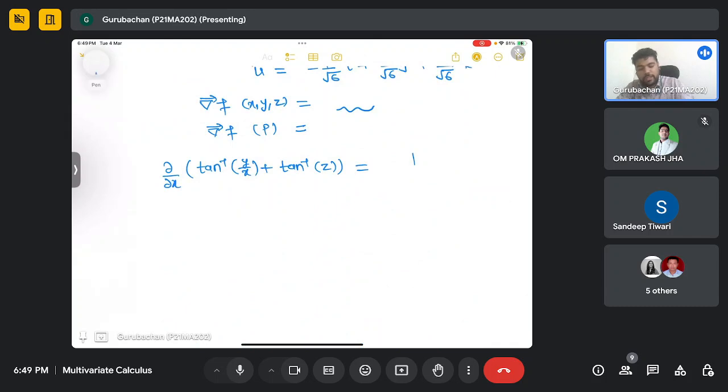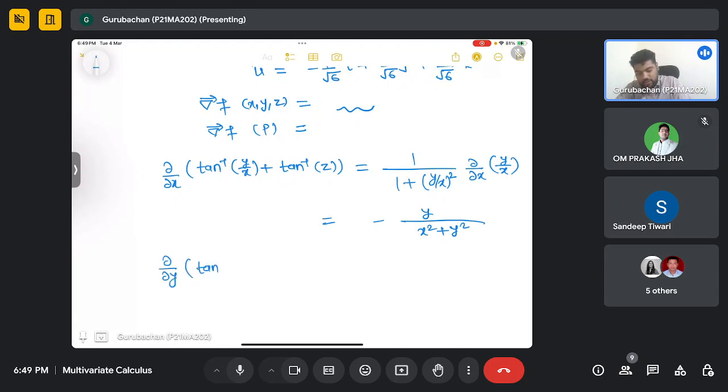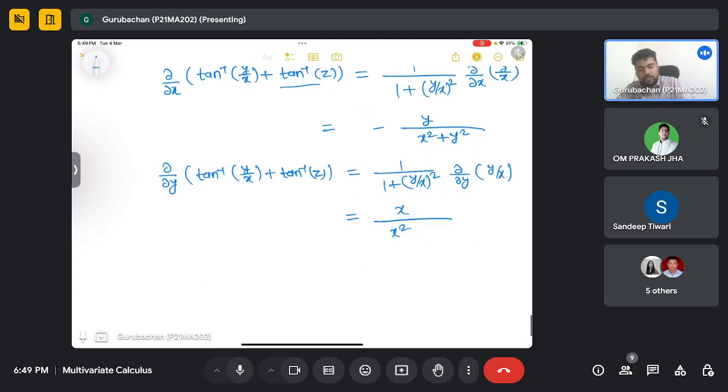Via chain rule, we know that the differentiation of tan inverse x is 1 by 1 plus x square. Here in the place of x we have y by x, so by the chain rule we also differentiate y by x. So del by del x will give us minus y by x square plus y square. In the similar way, del by del y of tan inverse y by x plus tan inverse z gives us x by x square plus y square, and z is constant so that part is 0. In the similar way, del by del z of f is only the differentiation of tan inverse z, which gives us 1 by 1 plus z square.